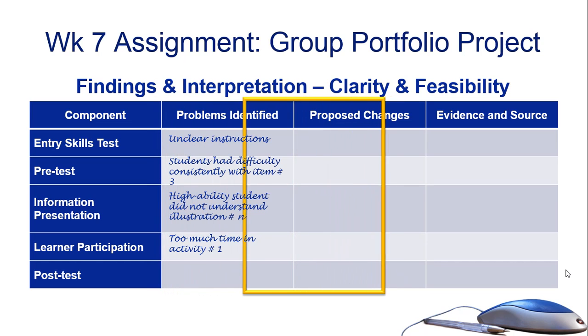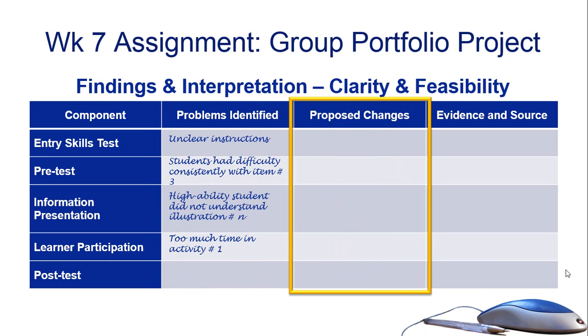Then you list your proposed changes. So based on those problems, what are you going to do about them? How to fix them? Well, maybe for some changes I have to replace the word circle for something else. And maybe here I need to examine the item analysis data to determine if, whatever's relevant.